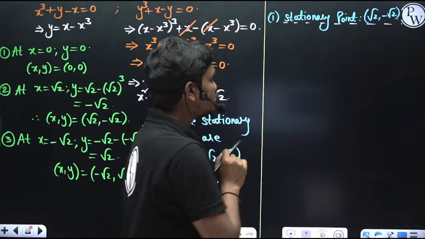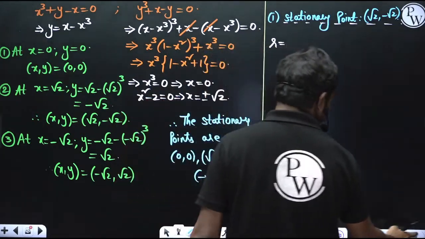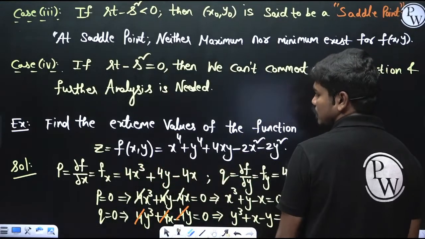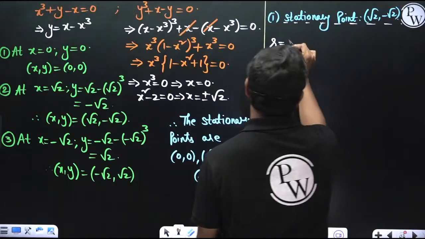Okay, then let's see, if you calculate r for this function. Okay, so what is the value of r? So this is p. So p is this function actually, 4x cube plus 4y minus 4x. If you differentiate this once again with respect to x, you will get 12x square minus 4.